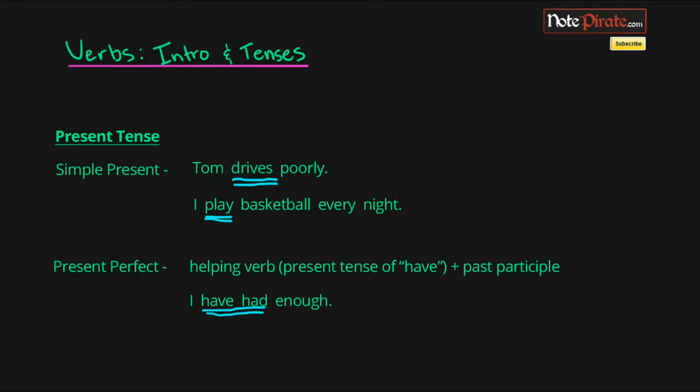So the helping verb, present tense of have, and your past participle. I have had enough. Or they have already watched that movie. Where have watched is your verb here. Have is your present tense there.